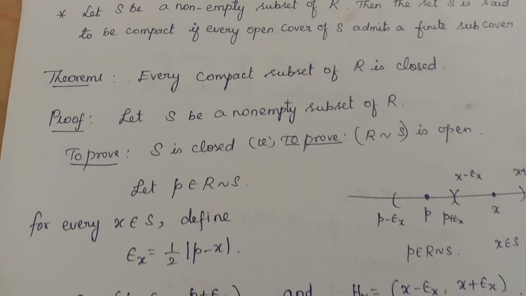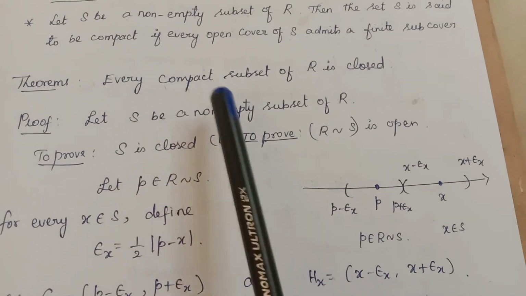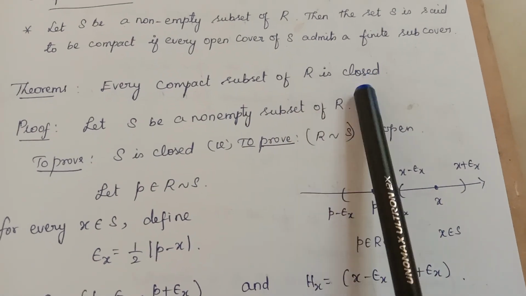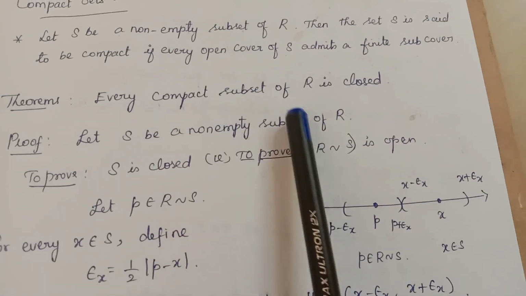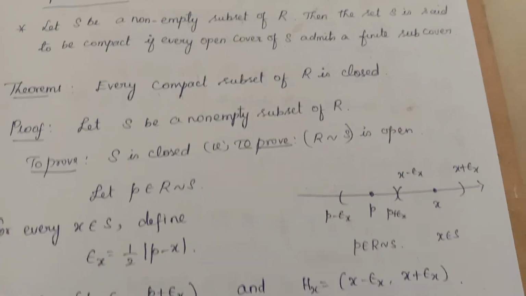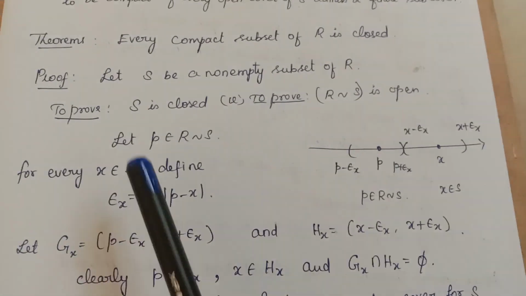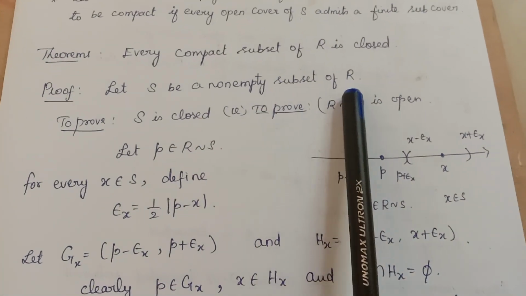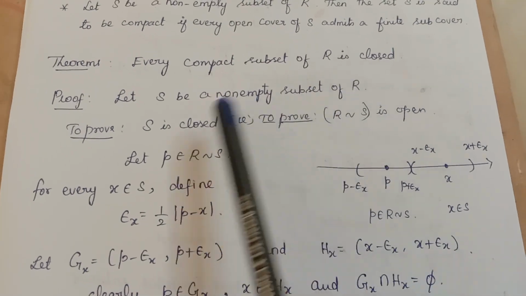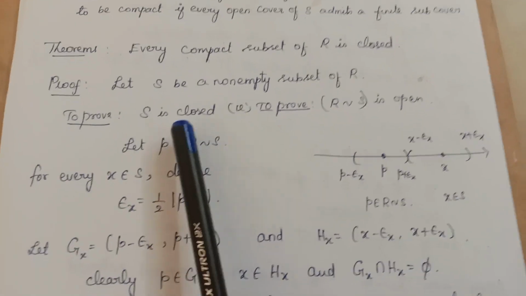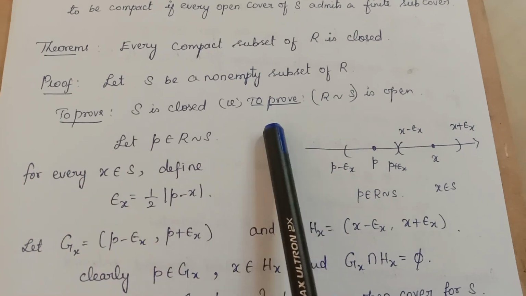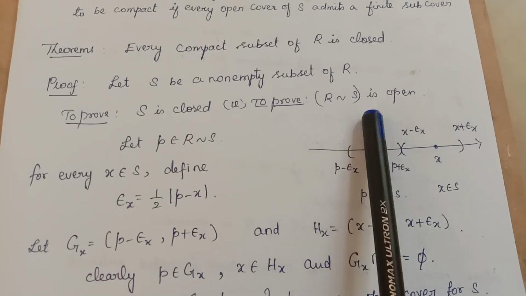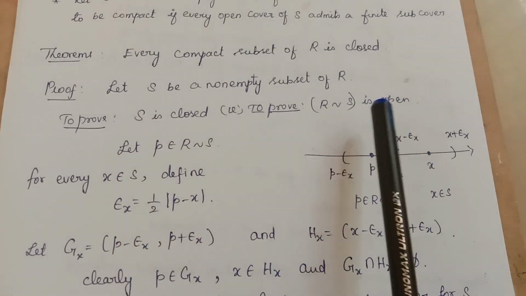Let's start with the first theorem. Every compact subset of R is closed. So a compact set in R means it is closed. Let S be a non-empty compact subset of R. What I have to prove is that S is closed. S is closed means we have to prove that R minus S, the complement, is open. So for proving a set to be open, what do you have to do?